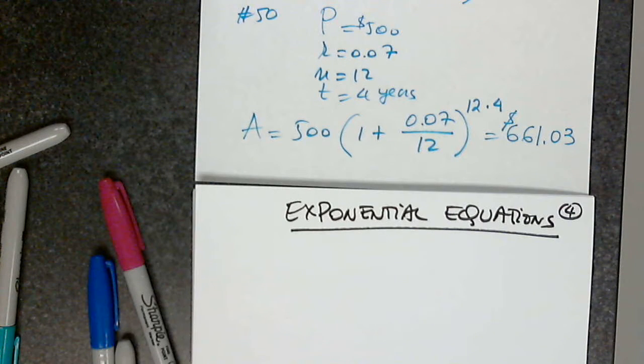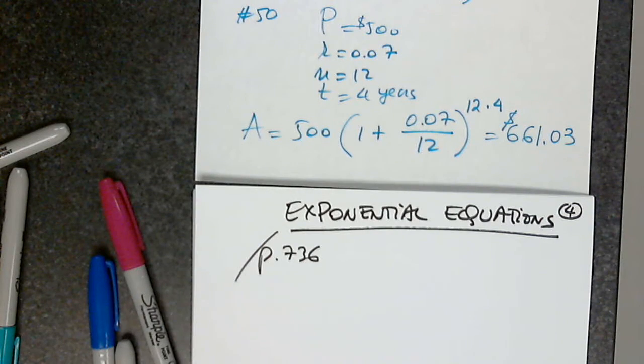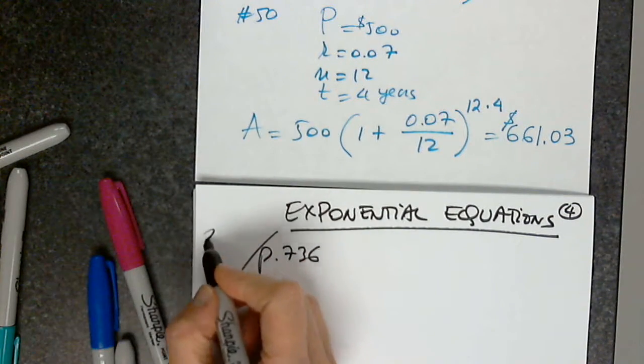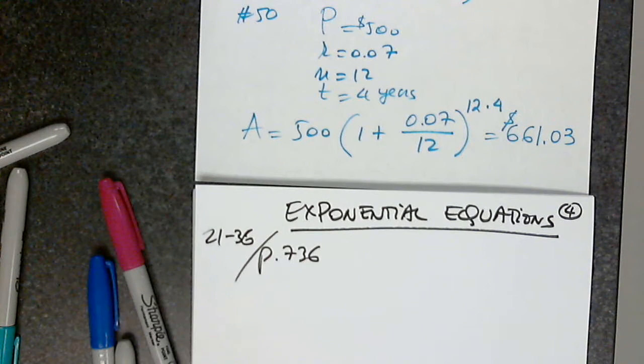In radical equations, the variable is under a radical. In absolute value equations, the variable is in absolute value. Now, in exponential equations, the variable is the exponent. Awesome. Okay, on page 736, these problems are between 21 and 36. Okay, I'm going to start. You can pick if you want.